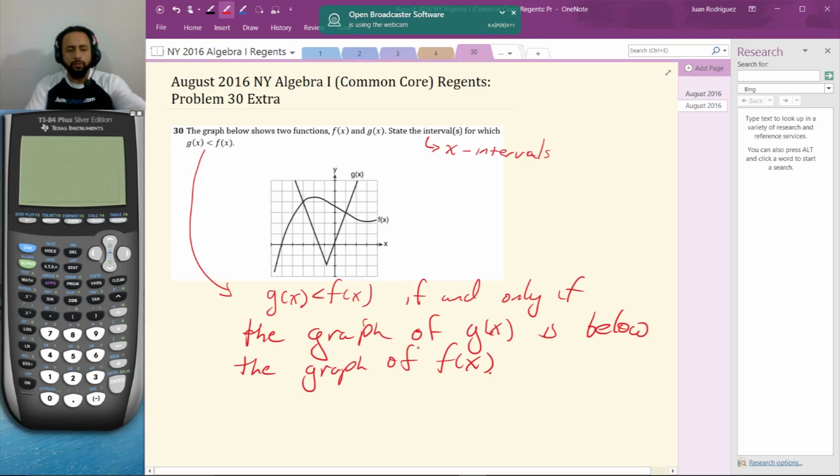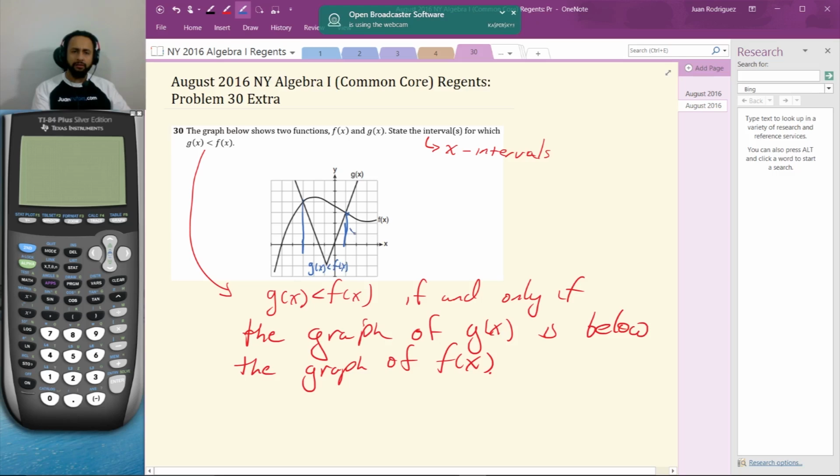Okay, so I'm going to split this up into parts here. So this is where f of x equals g of x. Here, this is where f of x equals g of x. Here, over here, the graph of g of x is below the graph of f of x. So here, g of x is less than f of x.